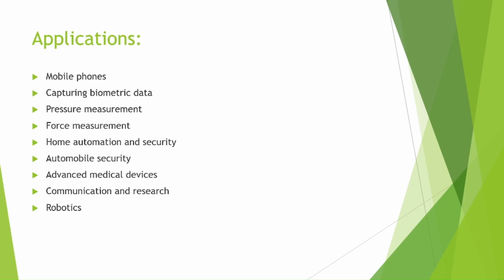And the major applications of these bellows gauges are mobile phones capturing biometric data, because in every place, offices, colleges, all the places, we are using biometric data. So for that purpose, we are using this bellows. Also pressure measurement, force measurement, home automation, security, automobile security, advanced medical devices, communication research, and finally robotics.